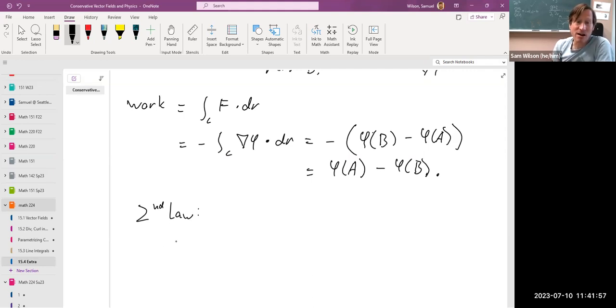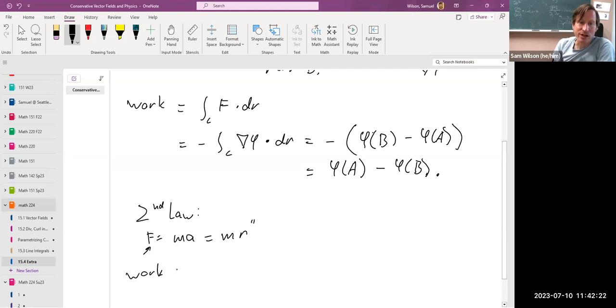So Newton's second law says F equals ma. Well, it says that the total net force is equal to ma, but we only have the one force acting on this object. So F equals ma, but in this situation, a is the second derivative of r, right? Acceleration is the second derivative of position.